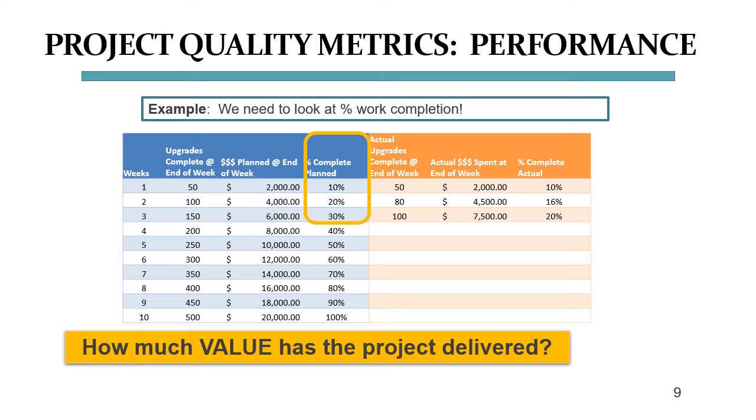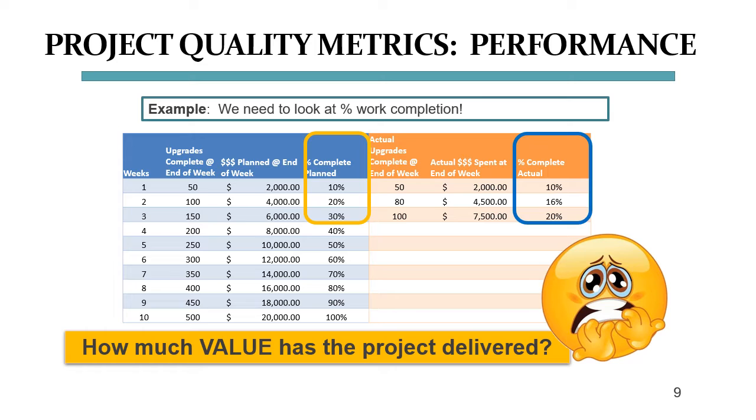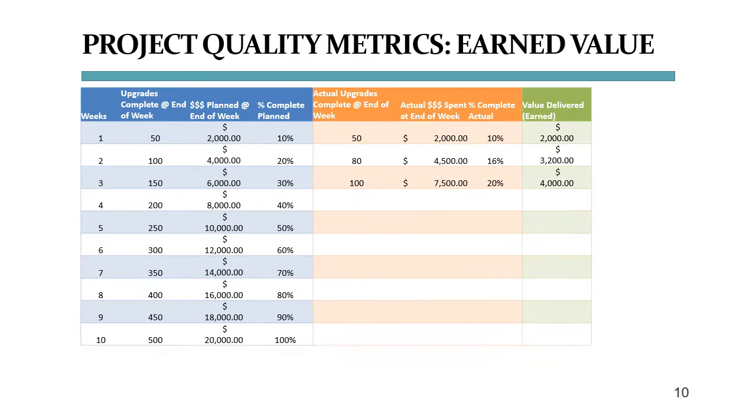However, in actuality, we got only 100 of the 500 laptops done, and that's only 20% of the overall work. We see already that there's a 10% difference. Should we worry? Maybe, but not before we have calculated the actual earned value. Alrighty, let's put all these numbers into relationship with each other.